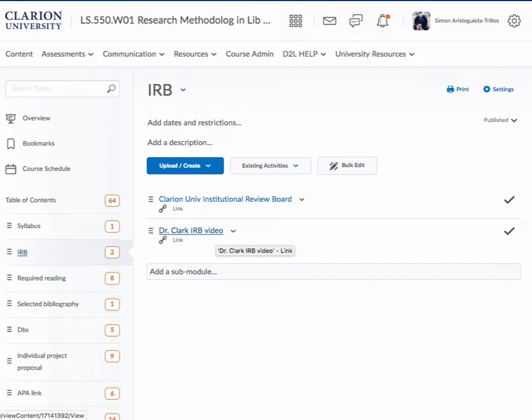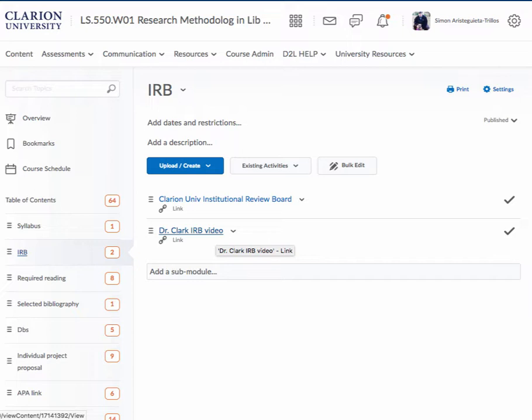Normally, you will get all your paperwork for your IRB during the LS550 semester. In other words, this fall semester. Because in the spring, you're going to do LS600, and that's where you are going to collect data. And you need to have the IRB approved to collect data. You don't need it for 550 because, as I said at the beginning, we're going to do only the introduction, the literature review, and the methodology. So there is no collection of data.